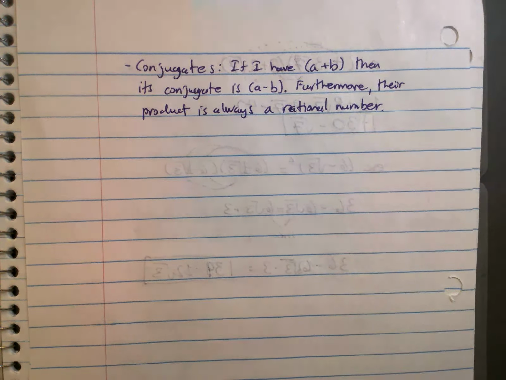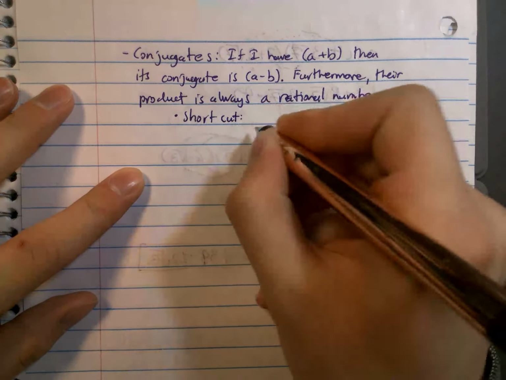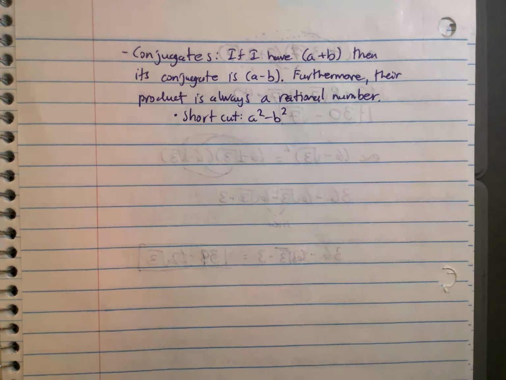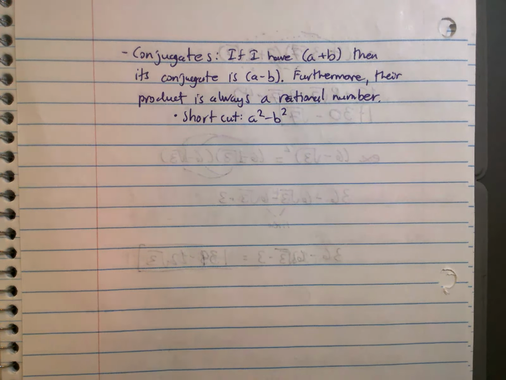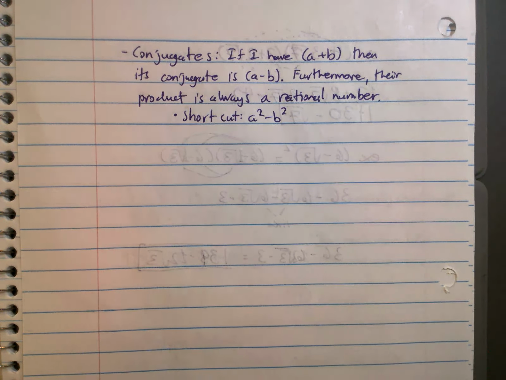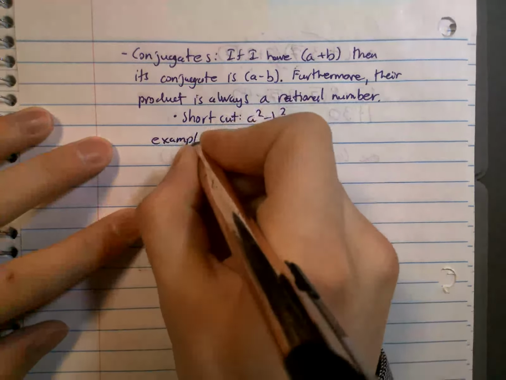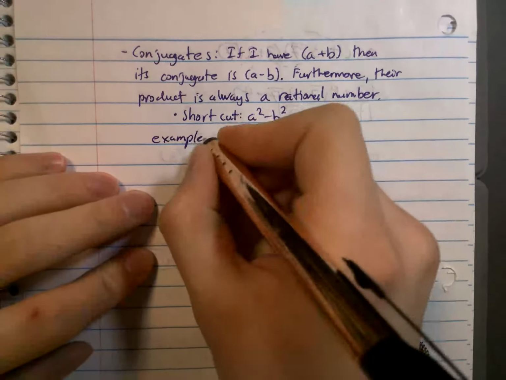So, yeah, rational numbers. Now, the shortcut to this is basically this: a squared minus b squared. If you take the square roots of the a and the b term and then subtract them in the middle, the squares of the first and the a and the b terms, you'll get the same answer. I will show you this comparable, obviously, in an example.